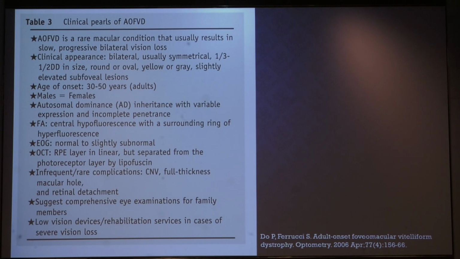Clinical appearance is bilateral, usually symmetrical, one-third to half disc diameter in size, round to oval. Age is around 30 to 50 years, with equal sex predilection and autosomal dominant inheritance. Fluorescein angiography shows central hypofluorescence surrounded by a ring of hyperfluorescence, and EOG may be slightly subnormal but is usually normal in most cases, and OCT shows hyperreflectivity below the RPE. Complications seen are CNVM and full thickness macular hole, and in such cases, a 6 monthly comprehensive eye checkup is required for the patient along with family members, and low vision aids can be prescribed. Thank you.